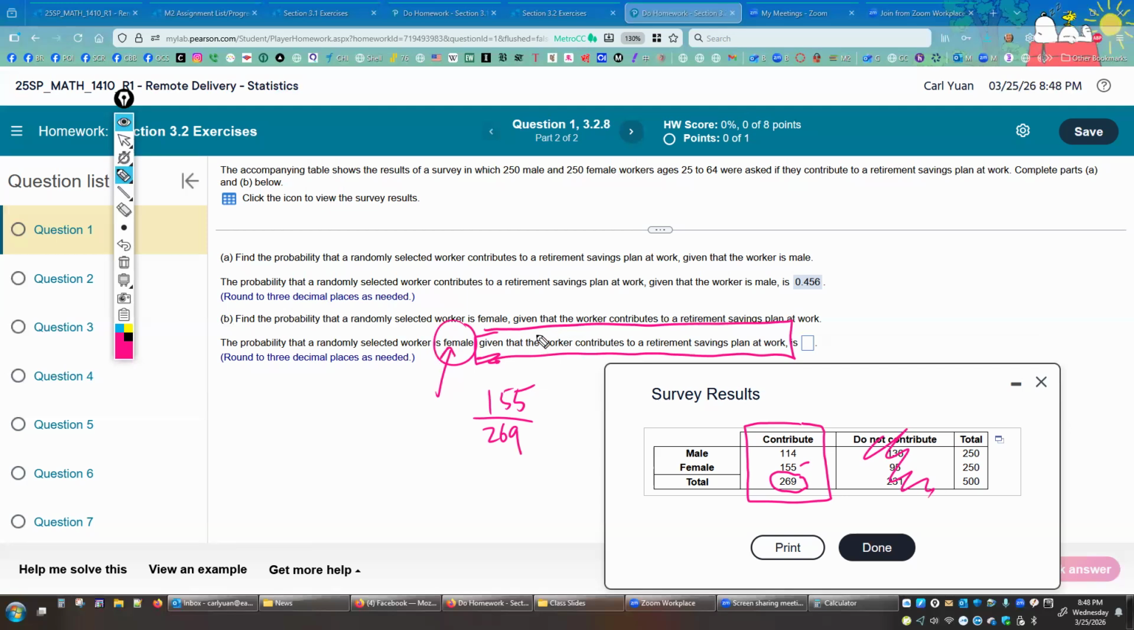And Whitney gave me 0.576. Okay. All right, let's see.